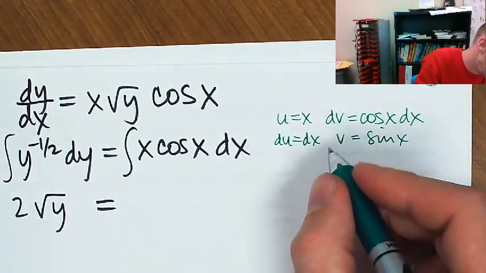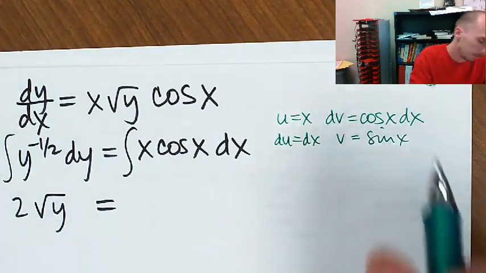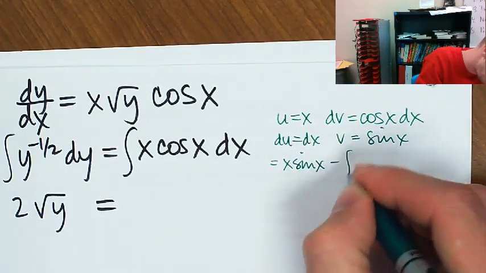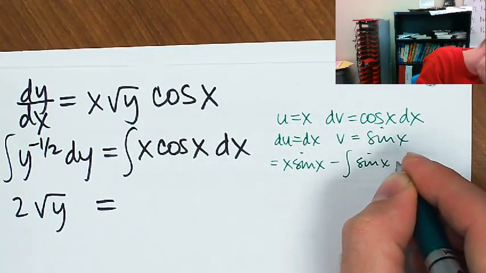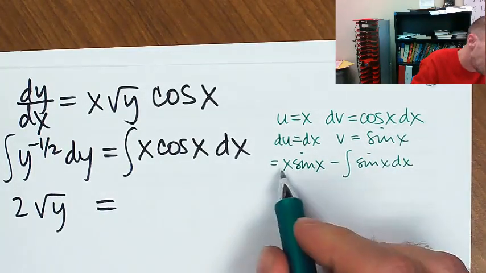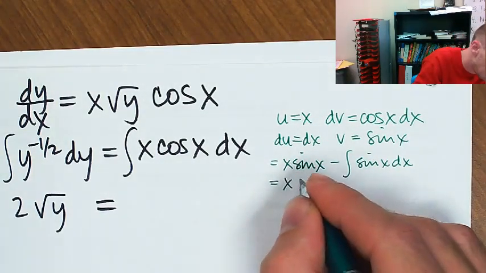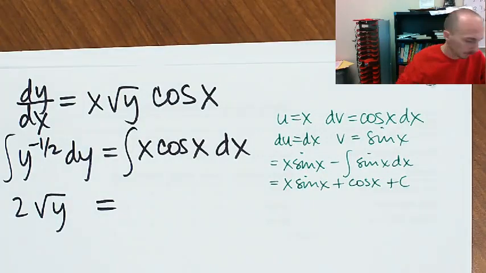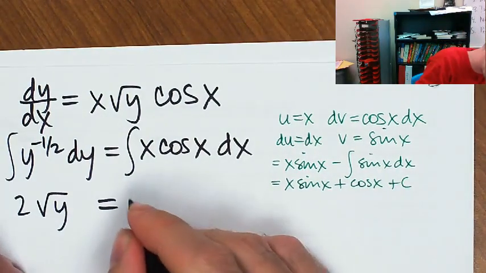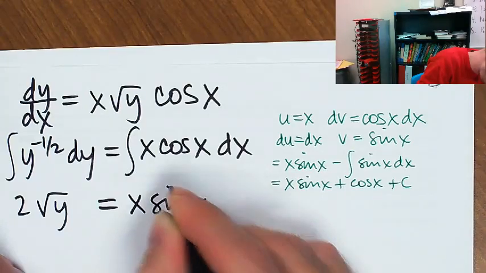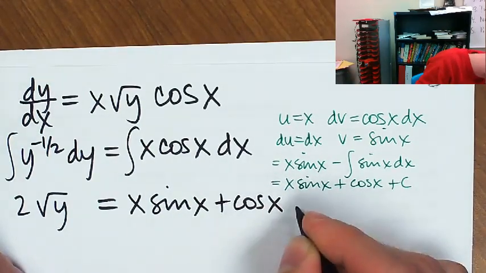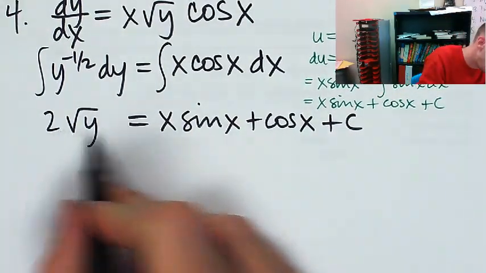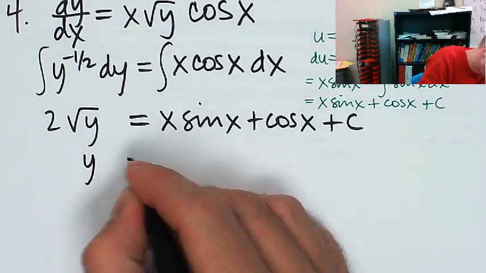Okay, and this integral is equal to u times v minus the integral of v du. So that would end up being x sine x plus cosine x. So I'm going to just copy that in. Okay, and then I'm going to start trying to solve for y. So I'm going to start by dividing by 2 and then squaring everything.